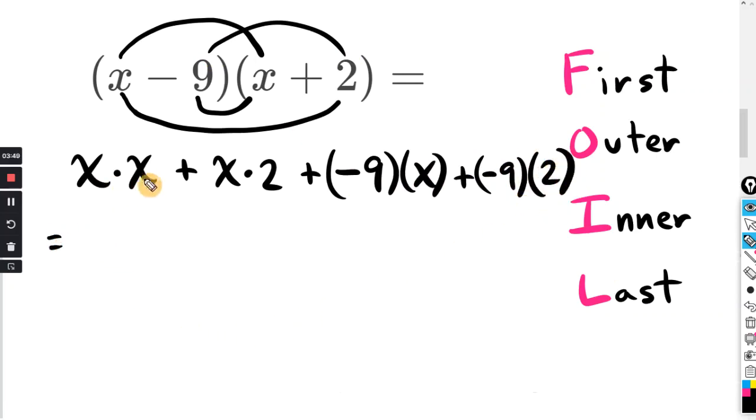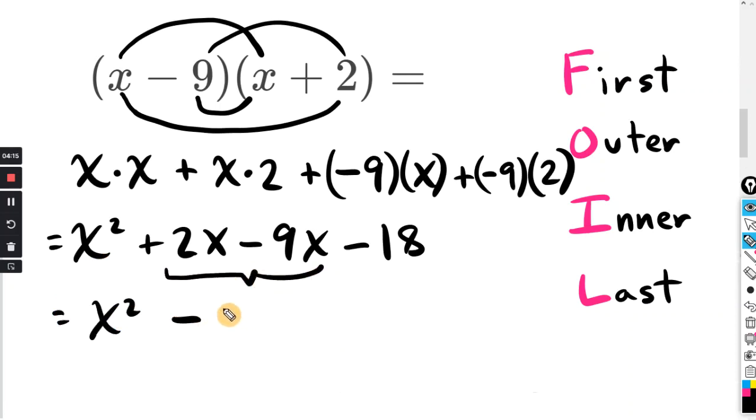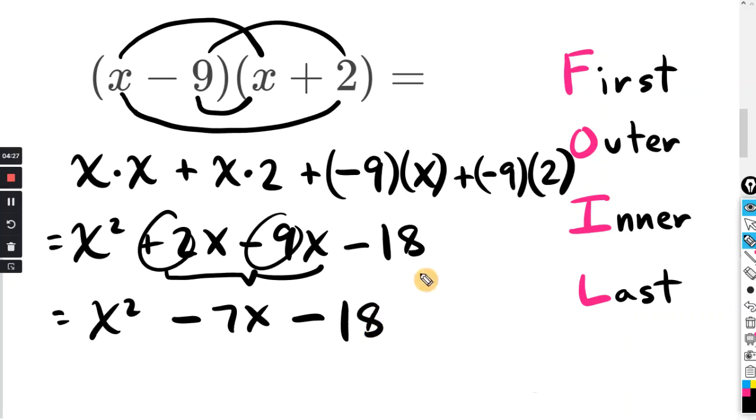All right, x times x is x squared. x times 2 is positive 2x. Negative 9 times x is negative 9x. And negative 9 times positive 2 is negative 18. All right, combining like terms, there's nothing to combine with x squared. But right here we have plus 2x and minus 9x. That's going to give us a negative 7x. Since they both have x, that's why we can combine them. And then on the end, we have a minus 18. Nothing to combine that with. So that's it.